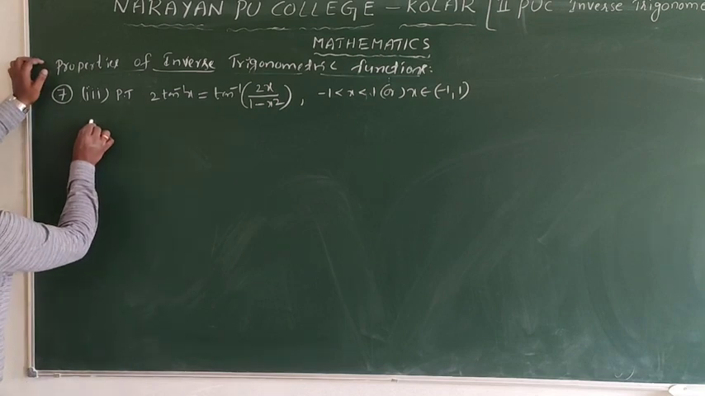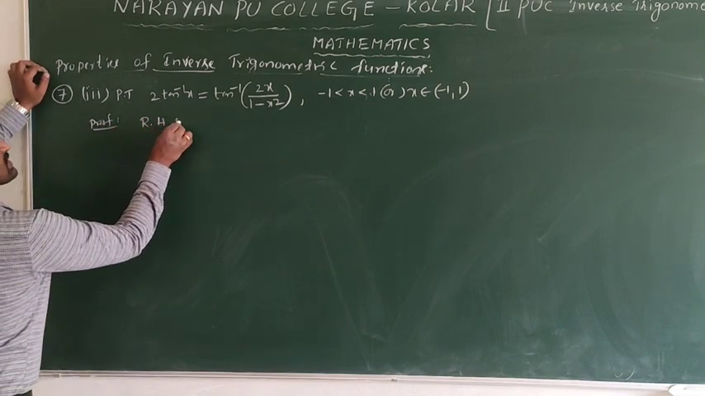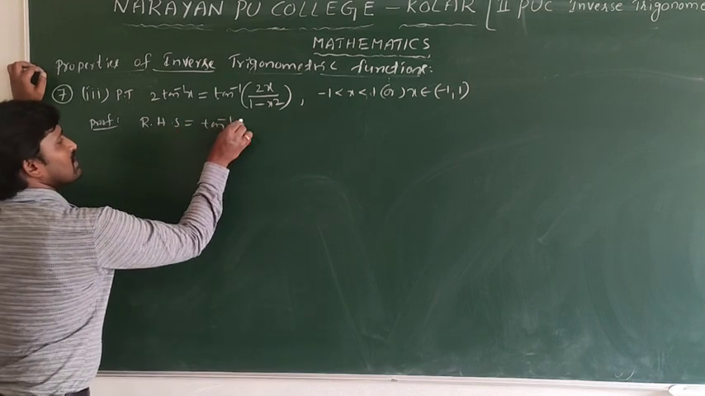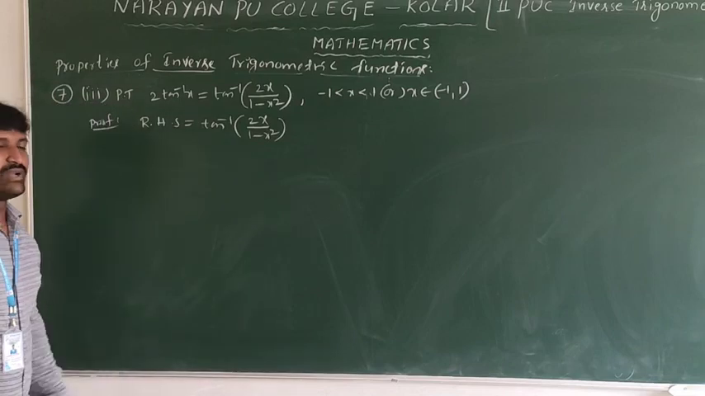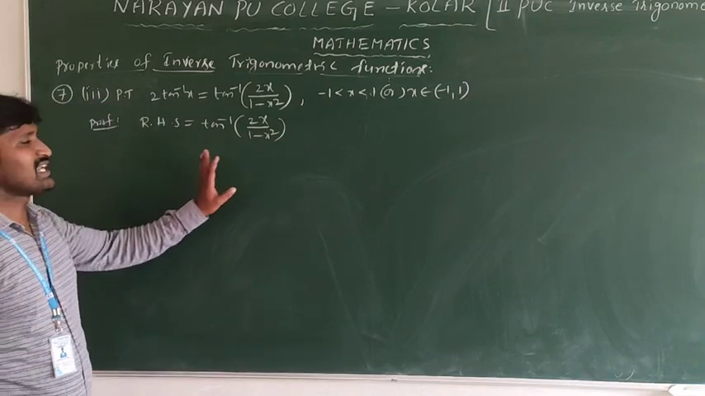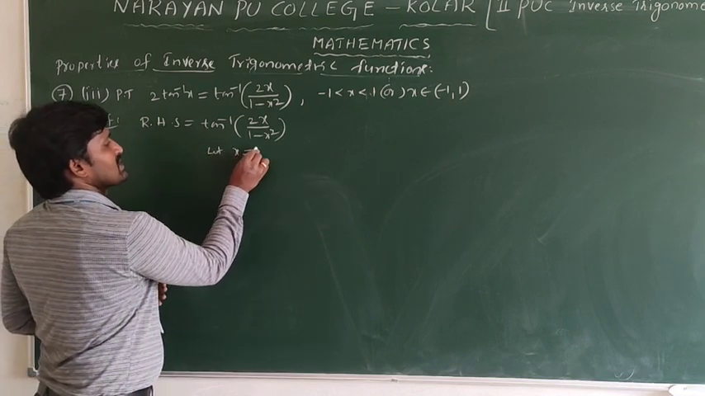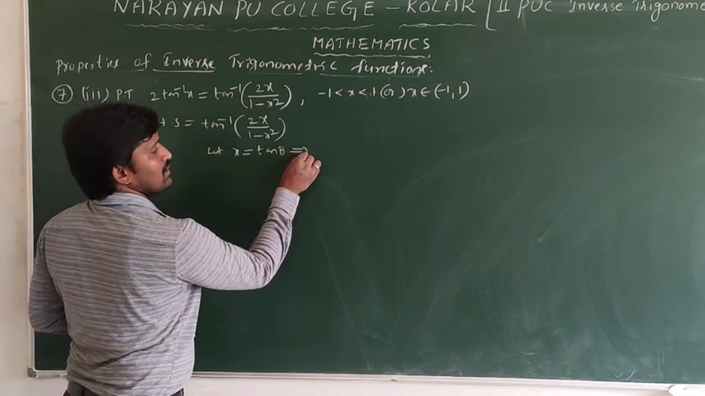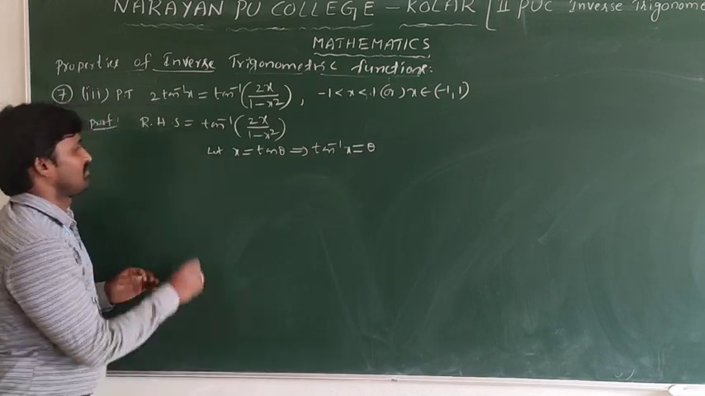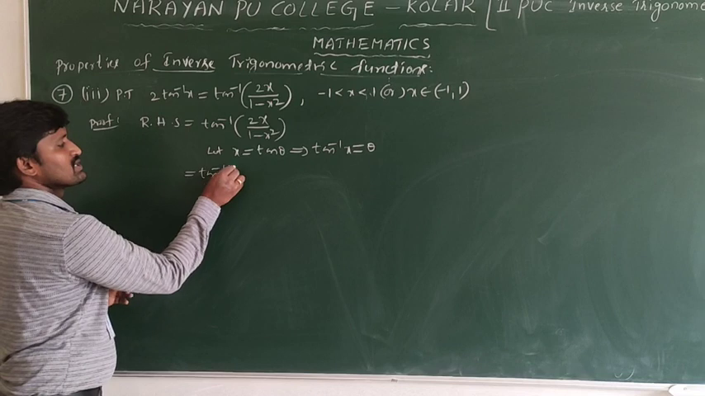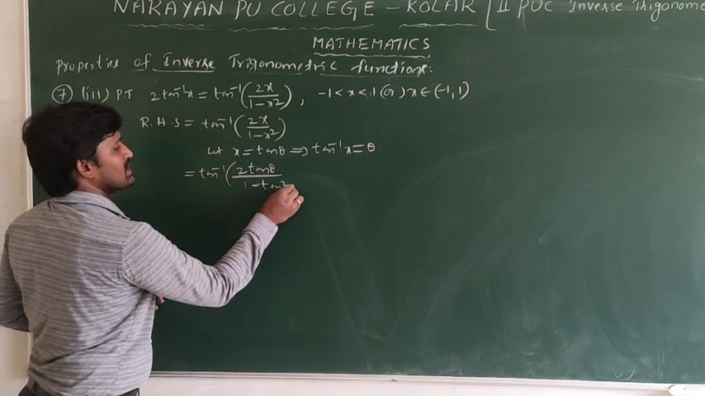Take the RHS. What is the RHS? Tan inverse of 2x by 1 minus x square. We need the LHS in terms of tan inverse, that's why we take x in terms of tan. Here, let x equal to tan theta. From this, tan inverse x equals theta. Now, tan inverse of 2 tan theta by 1 minus tan square theta.